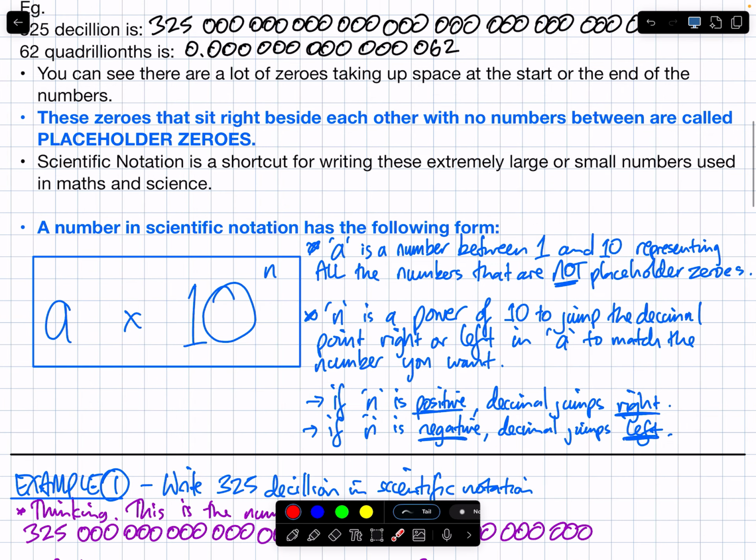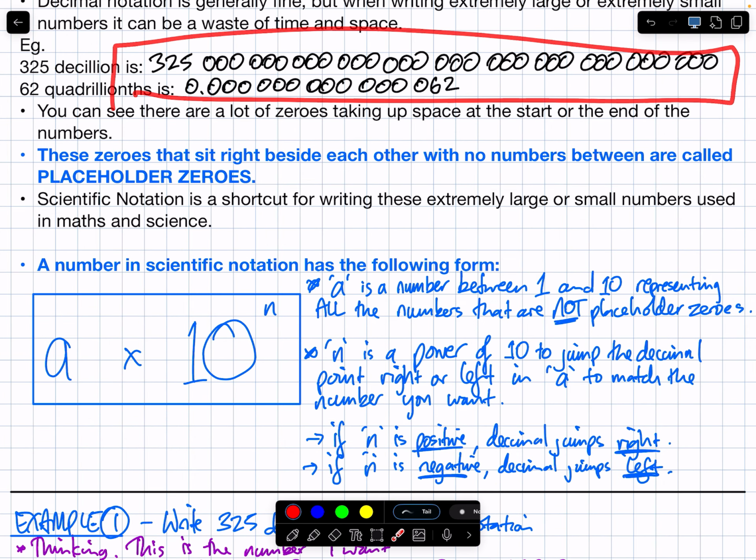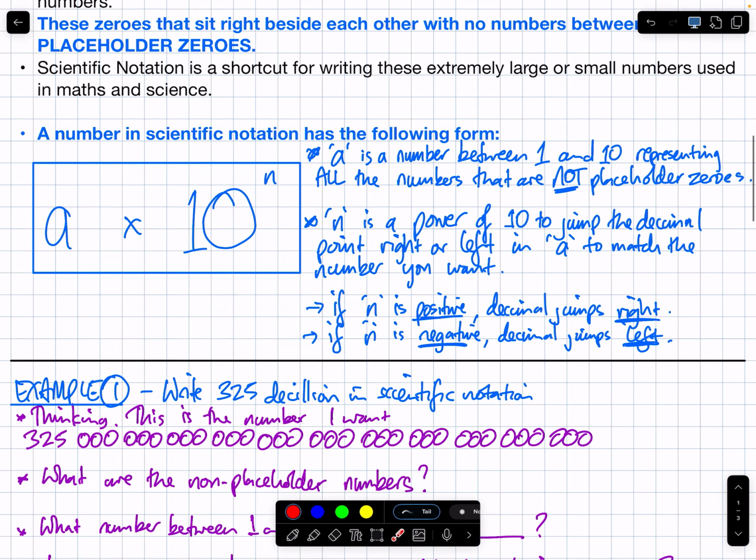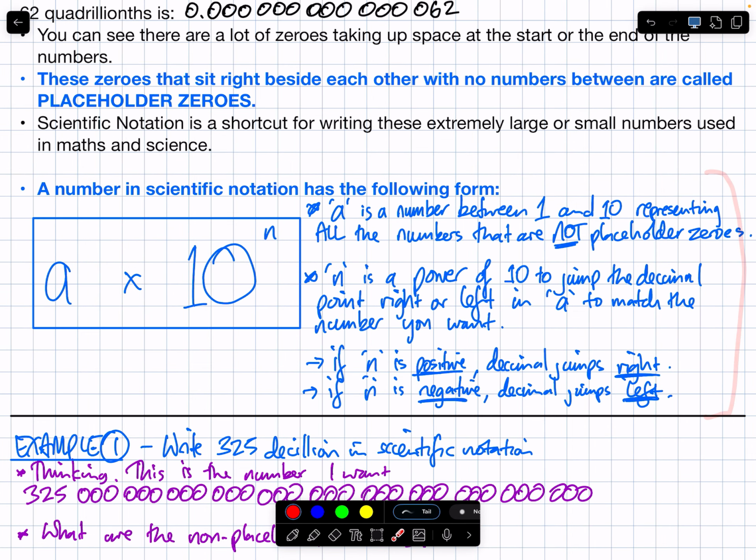Okay, scientific notation. I've told you this is bad. This sucks. What is the purpose of scientific notation? Scientific notation is a shortcut for writing these extremely large or small numbers that we use in both maths and science. So, this is probably the biggest thing that you need for your cheat sheet or your notes. What does a number in scientific notation look like? It has the following form. You've got A. This A represents a number. I don't know what it is. You've got a number times by 10 to the power of something that we don't know yet. So get that little rectangular box for now, and I'll tell you what the A and N stand for after.